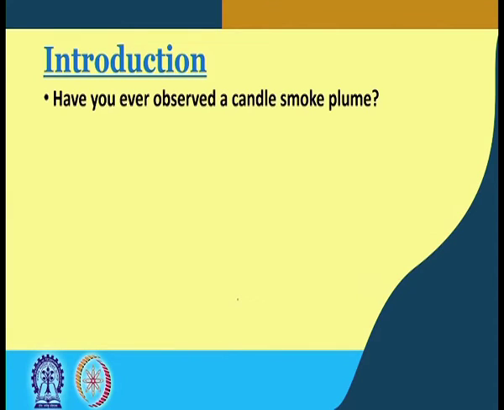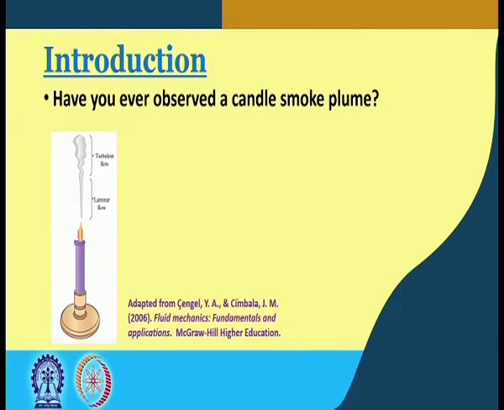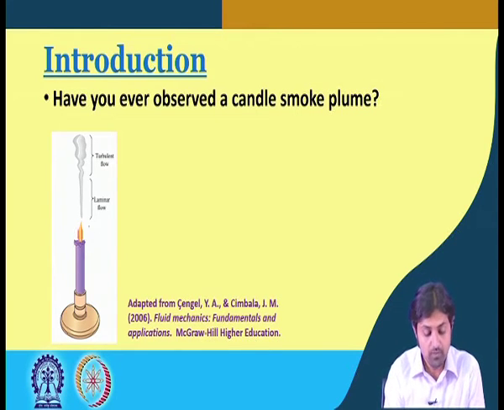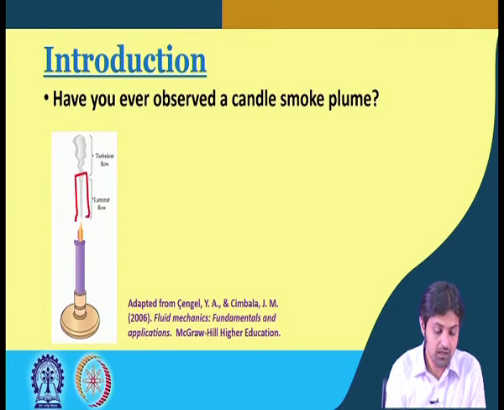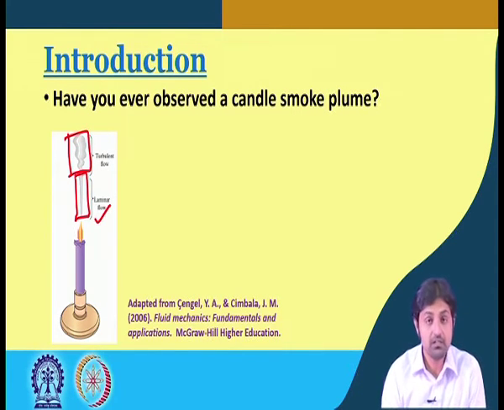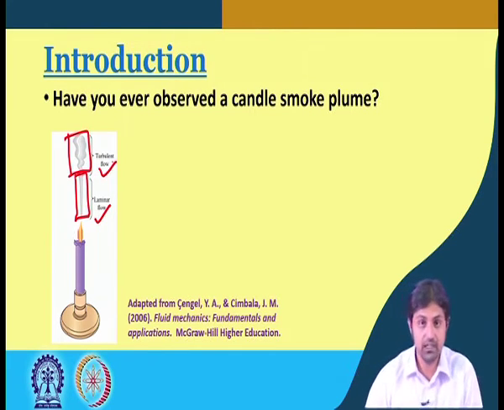Okay, so my question to you is, have you ever observed a candle smoke plume? If you have, you would note that in the smoke plume above the candle flame, there is a smooth part and there is a rough part of the smoke. So, this part indicates laminar flow, and this is the one that is turbulent flow. We will go into more detail about what laminar and turbulent flow is now.